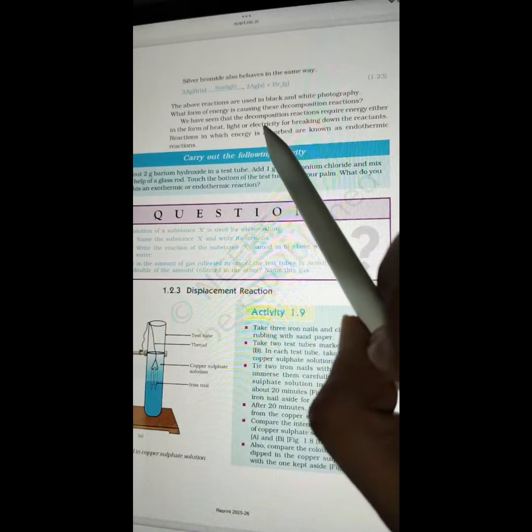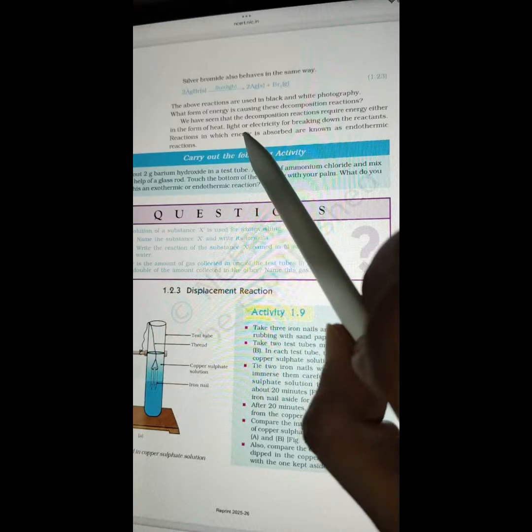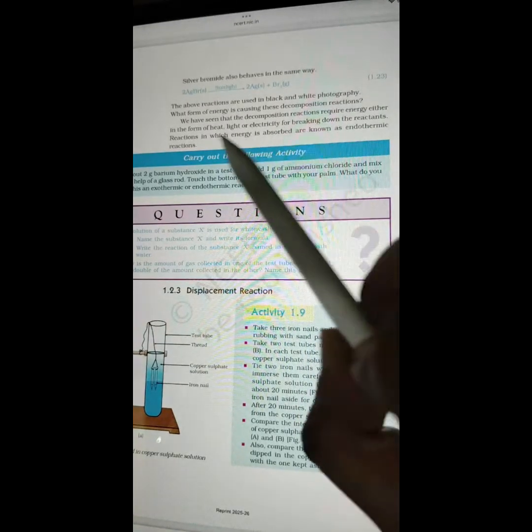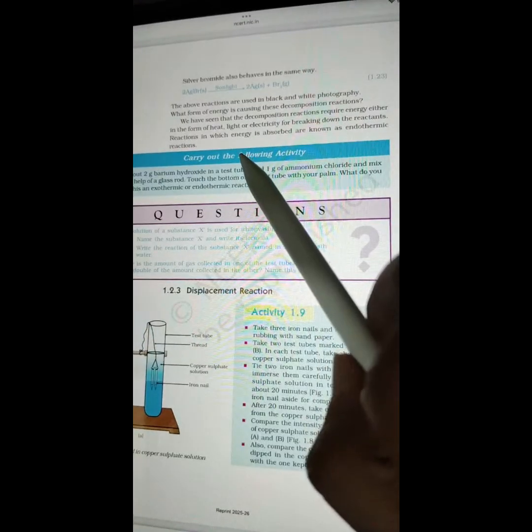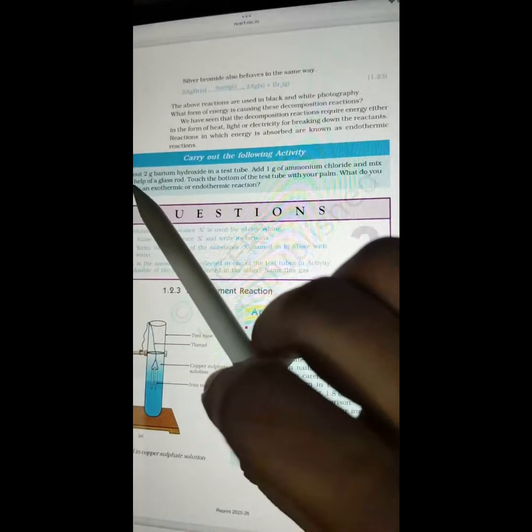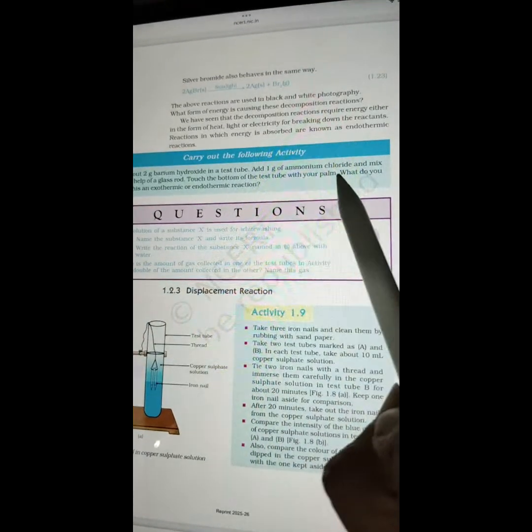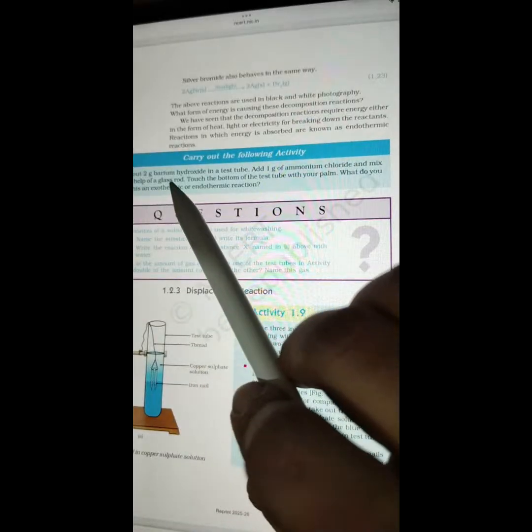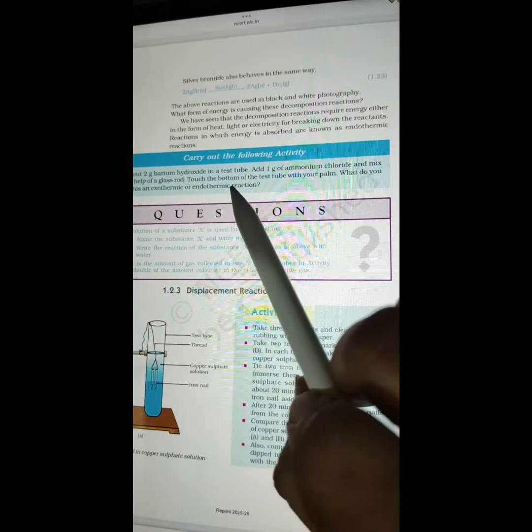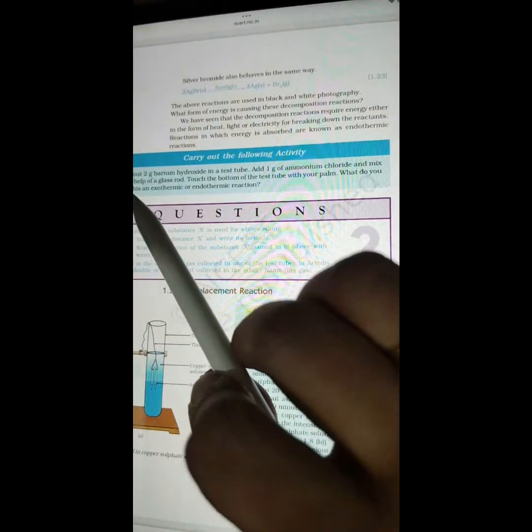We have seen that decomposition reactions require energy either in the form of heat, light, or electricity for breaking down the reactants. Reactions in which energy is absorbed are known as endothermic reactions. Carry out the following activity. Take about 2 grams of barium hydroxide in a test tube. Add 1 gram of ammonium chloride and mix with the help of a glass rod. Touch the bottom of the test tube with your palm. What do you feel? Is this an exothermic or endothermic reaction?